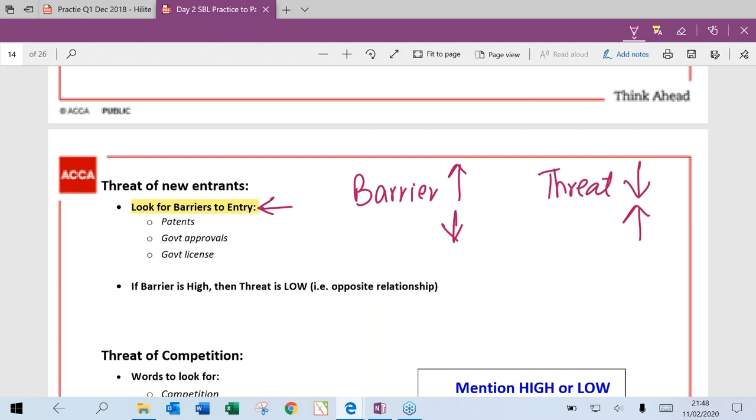Okay, so we look for barriers to entry, and then what are the examples of barriers to entry? Words like patents, government approvals, government licenses. All these are classic examples of barriers to entry. So in case we have taken some patents, that means there is a strong barrier to entry, which in turn means that the threat of new entrant is low. Okay, yes, Aisha, I agree with that. Very, very important, this sentence.